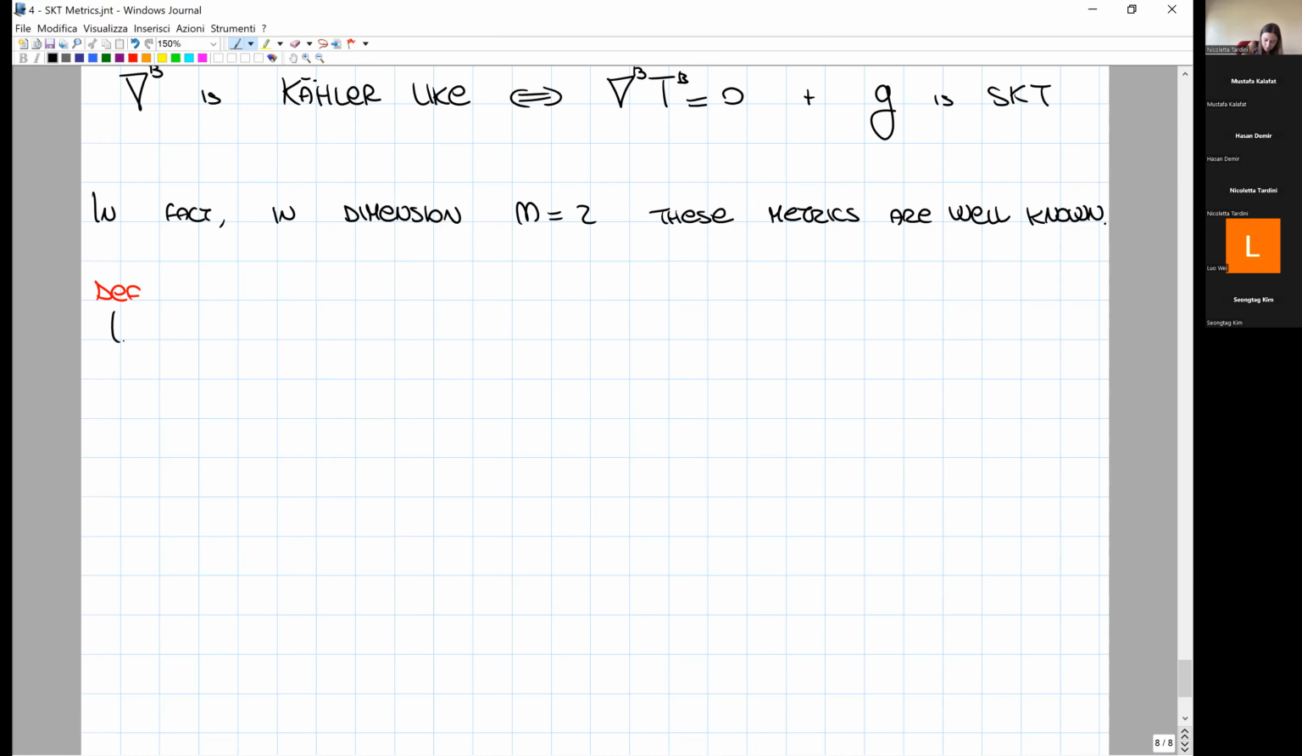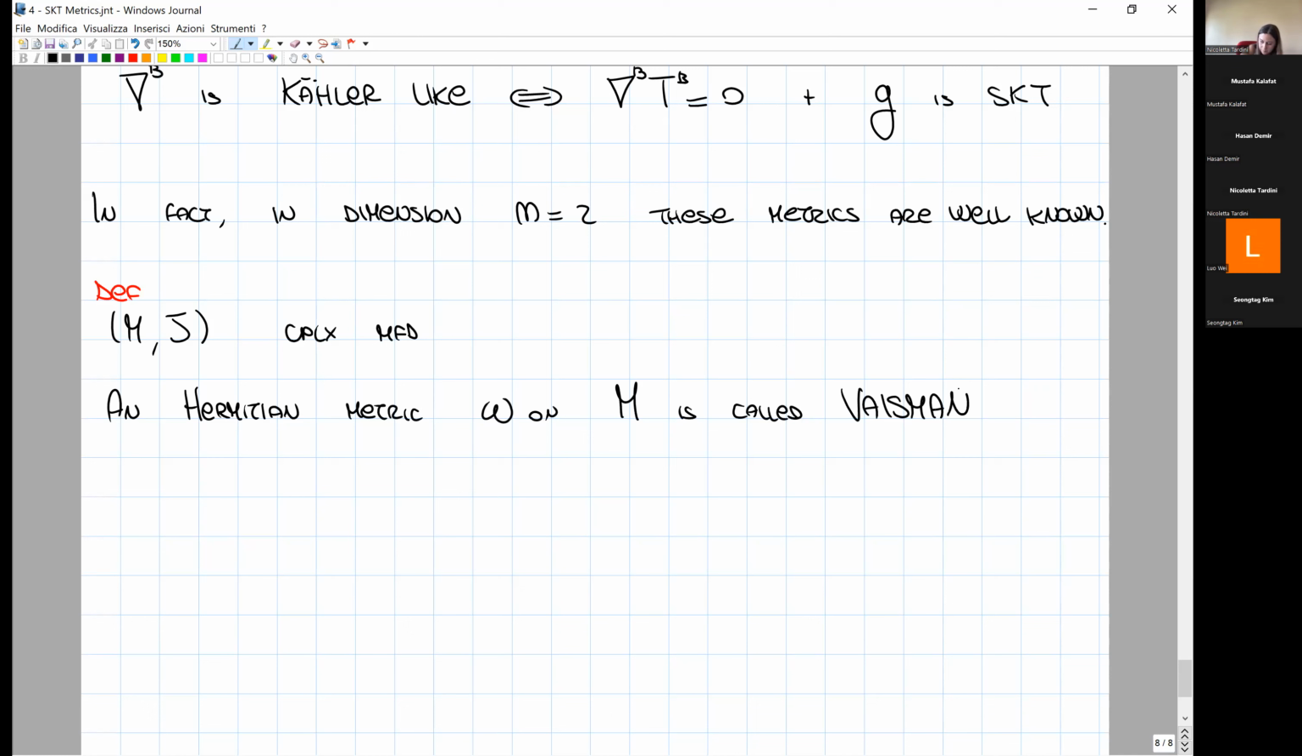So let (M, J) be a complex manifold. A Hermitian metric omega on M is called Vaisman if, first of all, it is locally conformally Kähler.